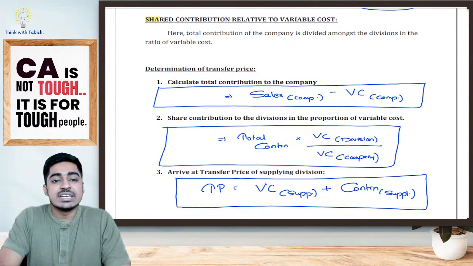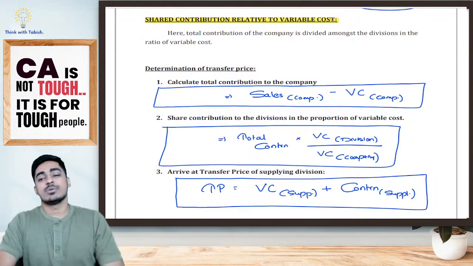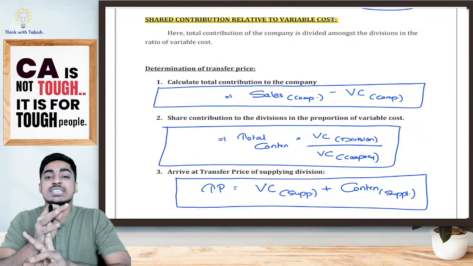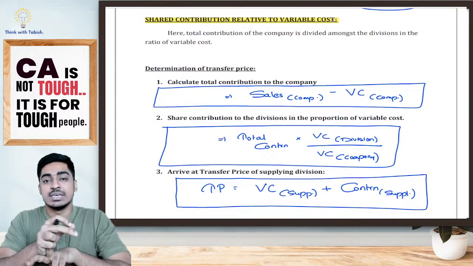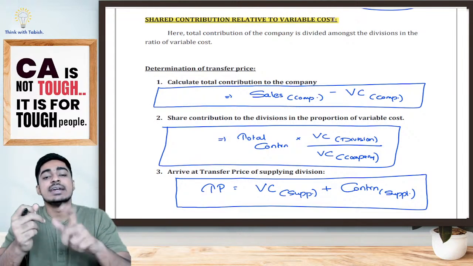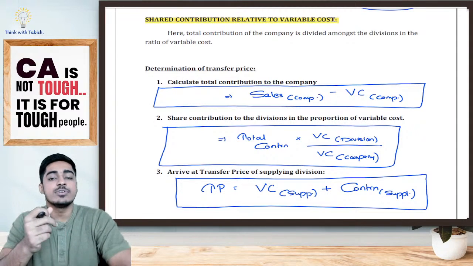Next one we have is shared contribution relative to variable cost. So for market price, firstly we said let us transfer it at market price. Next we said shared profit relative to total cost. Yes, let us distribute that profit in the ratio of total cost. Here we are saying let us distribute the contribution in the ratio of variable cost.